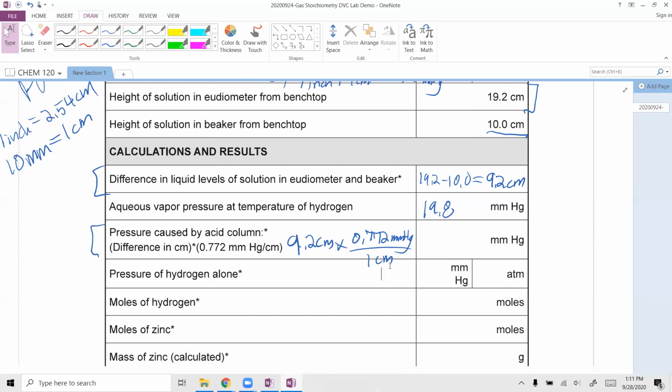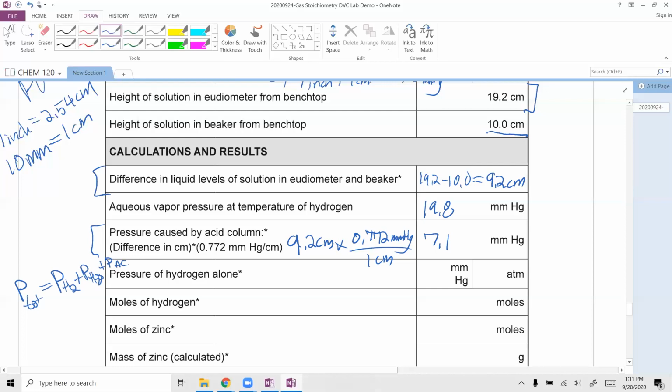Kind of like a straw with some suction on it. There has to be a difference in pressure for that water to flow up and break that gravity hold. So this becomes 7.1 millimeters of mercury. And so we want to find the pressure of the hydrogen alone. So the pressure of our hydrogen is equal to our barometric pressure, which is our total pressure, plus the pressure of all the water vapor, plus the pressure of our acid column.